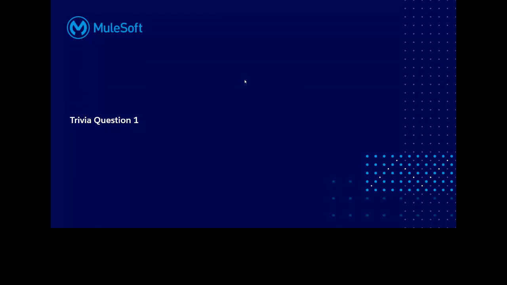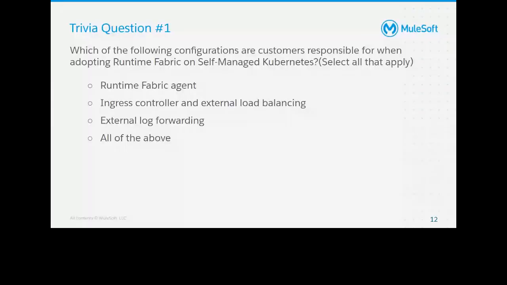Okay, so this is the first question. One hint here: if you have multiple options in the answers, please mention all the answers. So first question: which of the following configurations are customers' responsibility when adopting self-managed Kubernetes? The runtime fabric agent, Ingress controller, external load balancing, external log forwarding, all of the above.